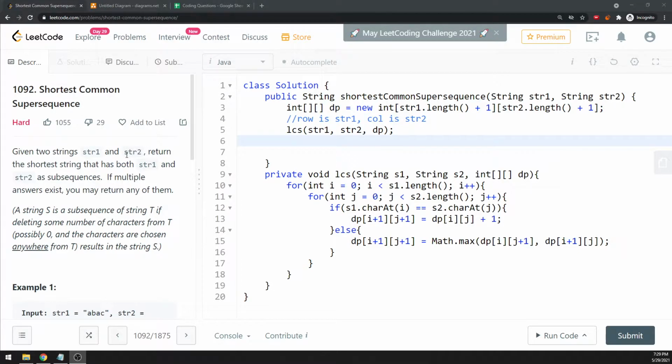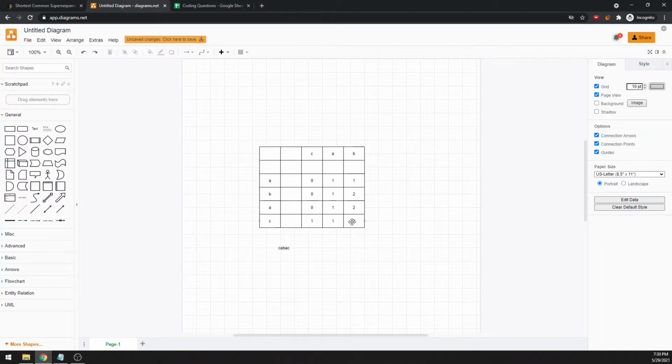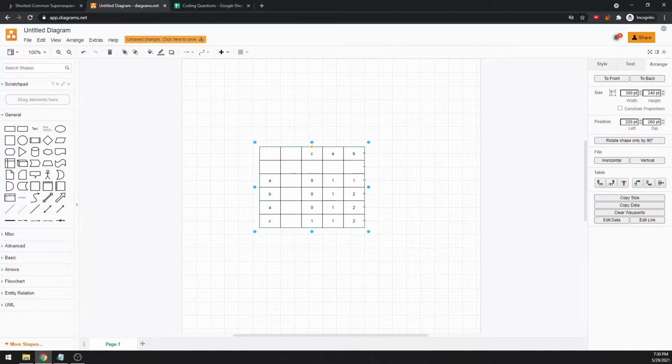Alright, let's talk about shortest common supersequence. So you are using the idea from longest common subsequence, and I'm not going to explain what the longest common subsequence is, because you can just go on my video to check out the longest common subsequence video. So you build a table, and then you start from the bottom right-hand corner to the top left corner. So I'm going to explain how it actually works.